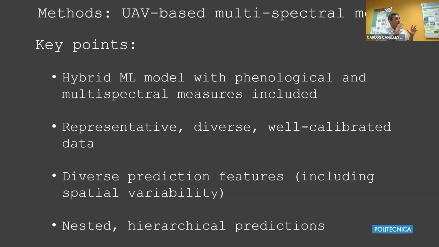We have a lot of diversity in our prediction features. I'll go into that a little bit more. And this is a little bit unorthodox. There is value in knowing what a specific wavelength and reflectance value or indice means in terms of water stress or in terms of nitrogen stress.